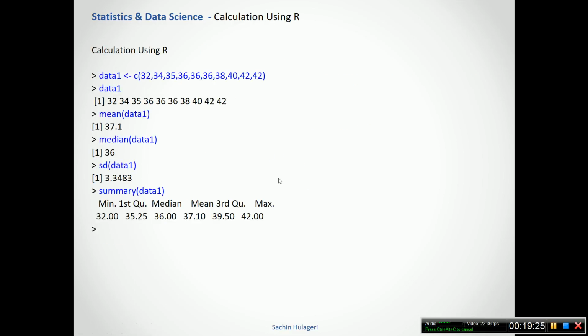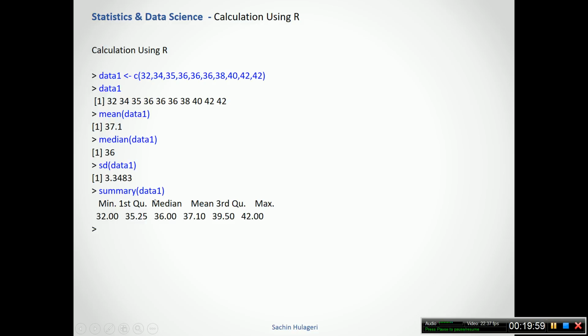Okay, let's see how we can calculate this using R. R is a statistical tool which is used to perform statistical modeling and statistical analysis. We will load a collection of data into data1, and then take the mean, which is 37.1. This is the same data I took in the example. The median is 36; when we give the median command, it gives this value automatically. Standard deviation is 3.34383.